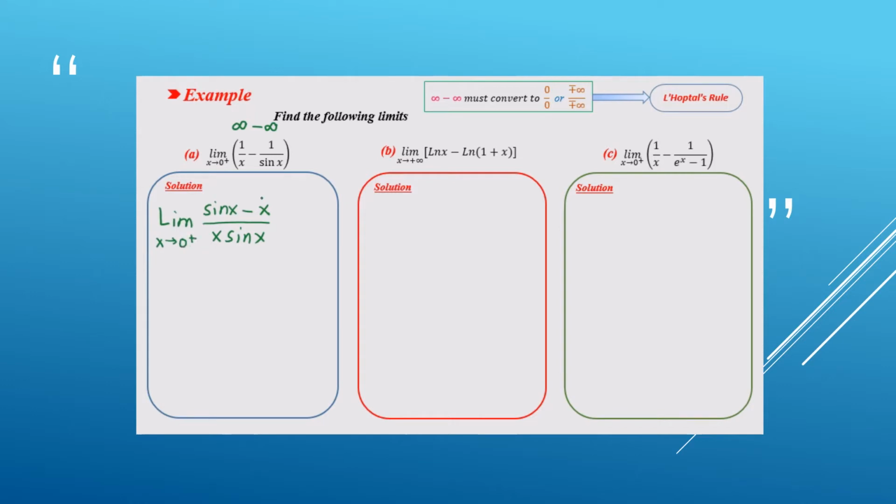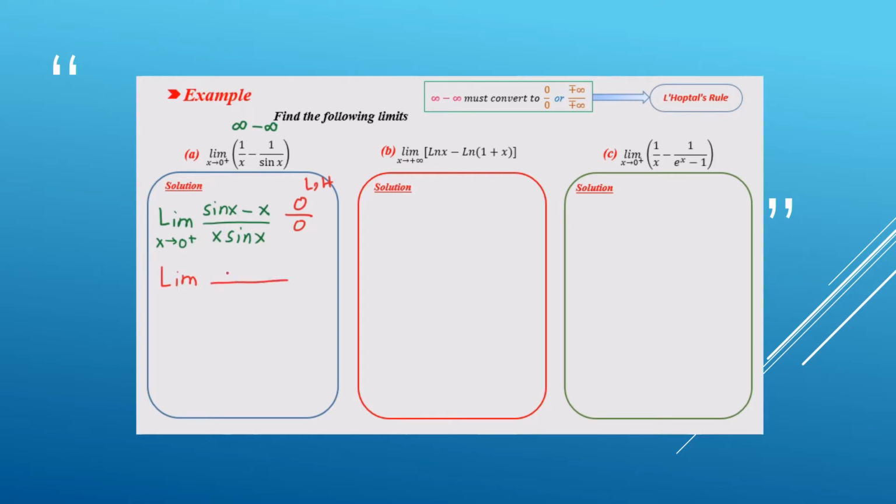Then we have the limit, but before we continue you have to substitute x equals 0 in this function. We have sine 0, 0, minus 0, 0, divided by 0 times sine 0, which is 0. So we can apply L'Hopital's rule.